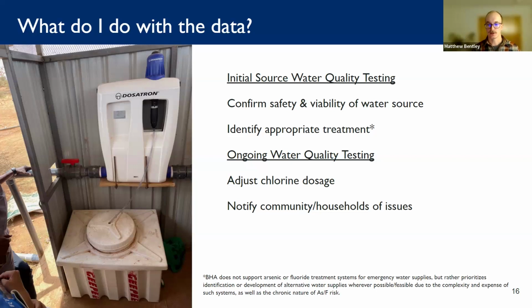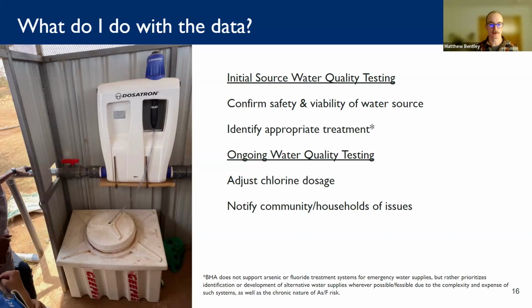I do want to mention that we don't support arsenic or fluoride treatment systems for emergency water supplies, but we instead prioritize identification or development of alternative water supplies due to the complexity and the cost of these arsenic and fluoride treatment systems. So if that's an issue where you're working, one of our recommendations is to identify sources that are safe to use first and prioritize those.